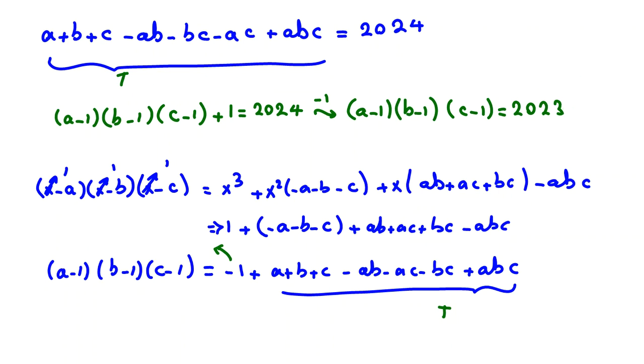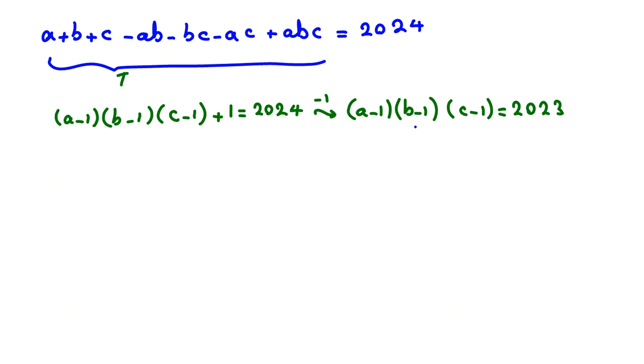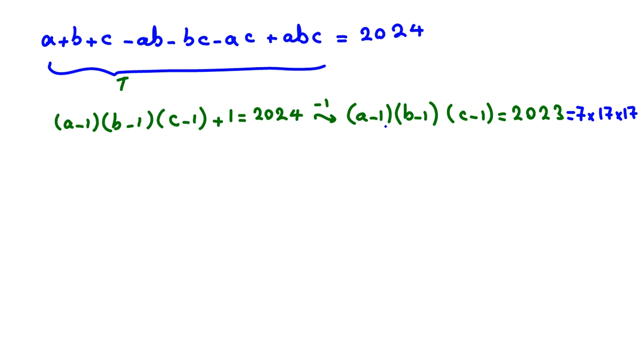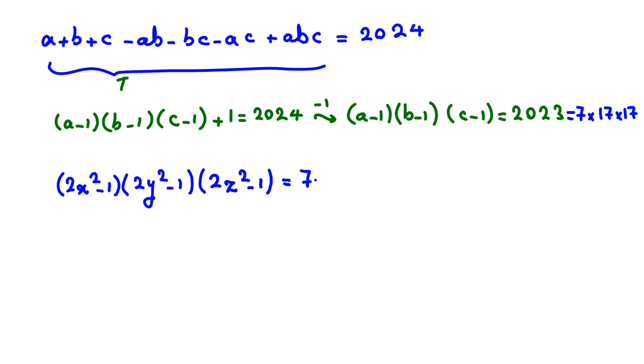Let me erase this part. Okay, here the product is 2023. We should know the prime factorization of 2023, which is 7 times 17 times 17. And now we know A was 2x squared, so each term is like that. So it will be 2x squared minus 1, next one is 2y squared minus 1, and 2z squared minus 1, equal to 7 times 17 times 17.